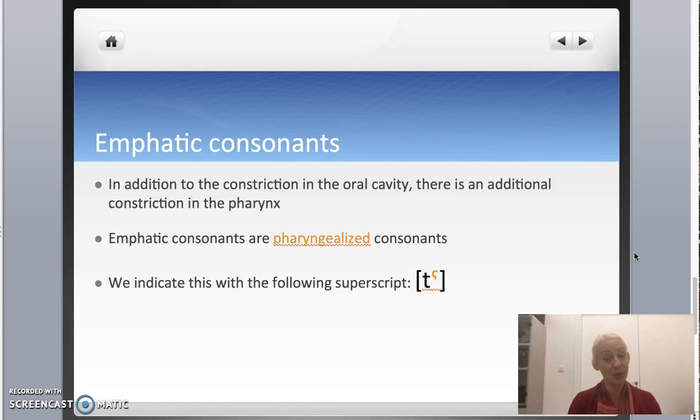So every time you transcribe an emphatic consonant, you need the symbol for the plain consonant, in this case t, with the added small pharyngeal superscript.